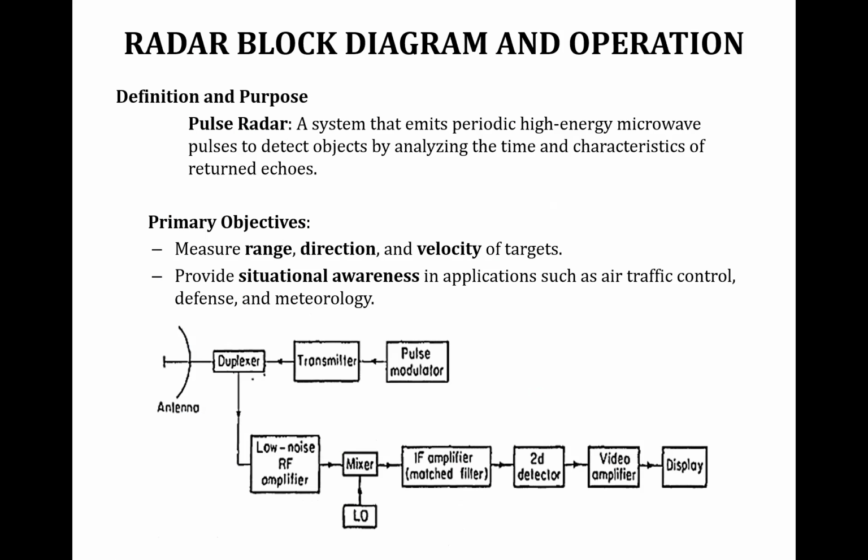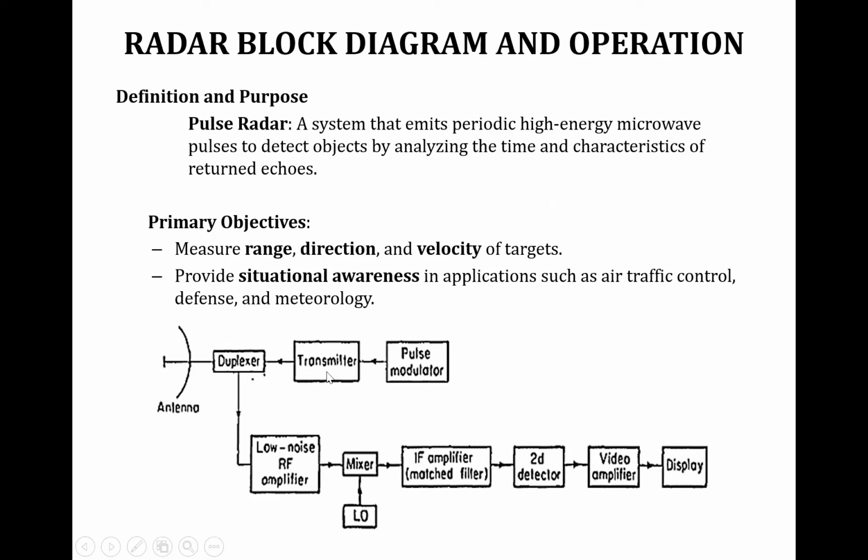So next is the radar block diagram. Here we are going to have the antenna unit. Here we are going to particularly focus on the pulse radar, which emits periodic high energy microwave pulses to detect objects by analyzing the time and characteristics of the returned echoes. So the block diagram is going to have the antenna unit, transmitting unit and receiving unit.